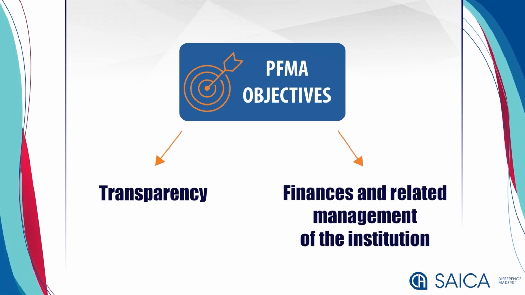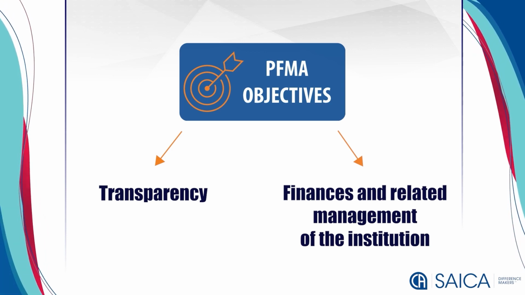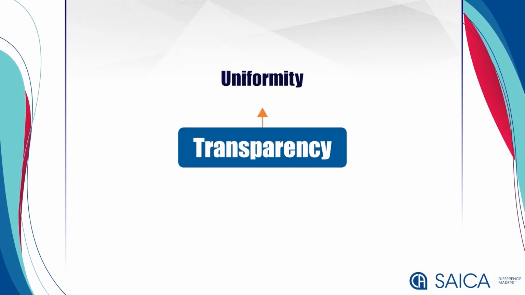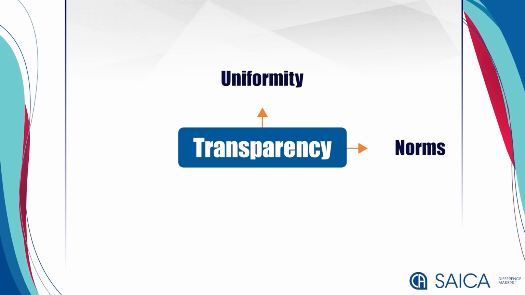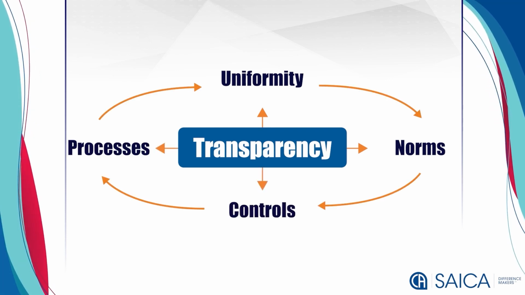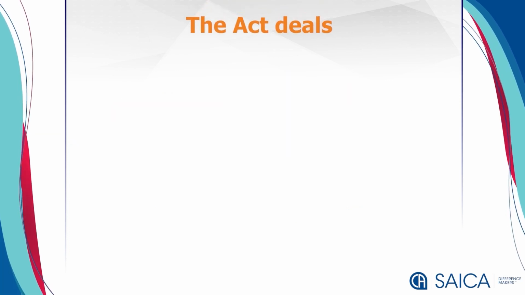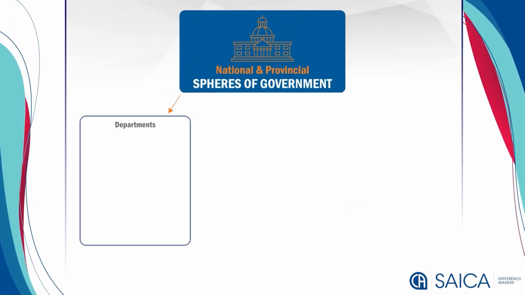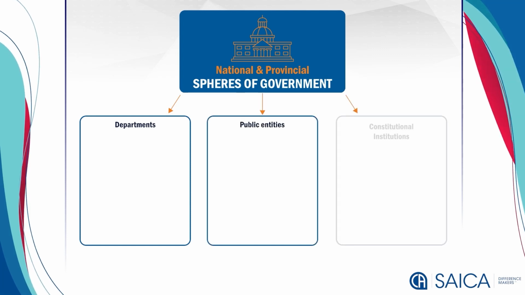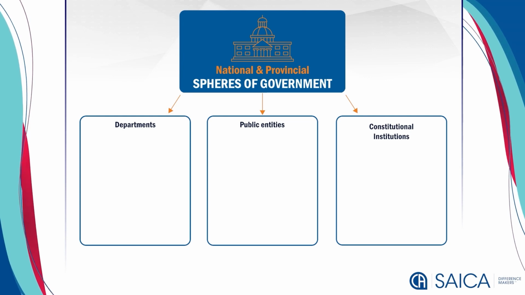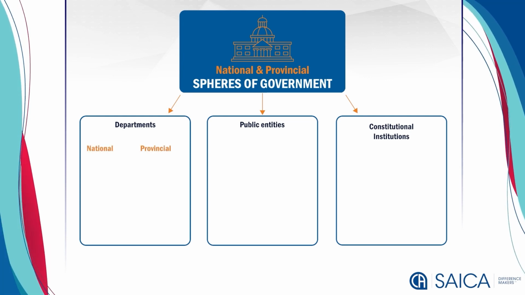This aligns to the spirit of the Constitution that also refers to these principles. This brings about uniformity within financial reporting as well as day-to-day controls and processes within the financial function. The Act deals with the national and provincial spheres of government and applies to departments, public entities, and constitutional institutions. A department can be either a national or a provincial department.